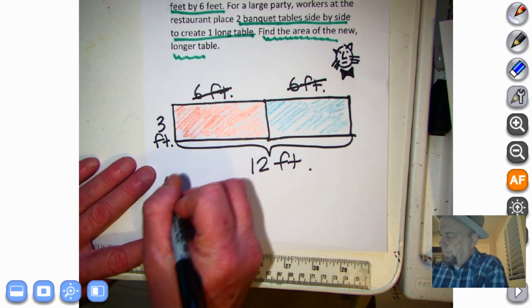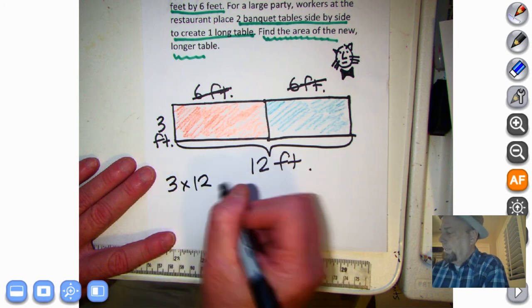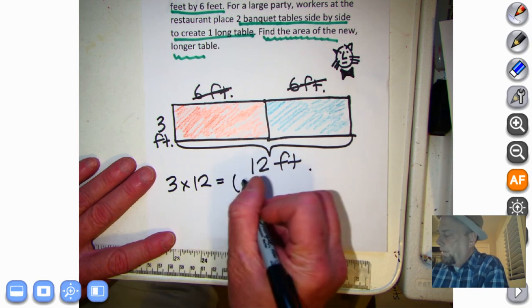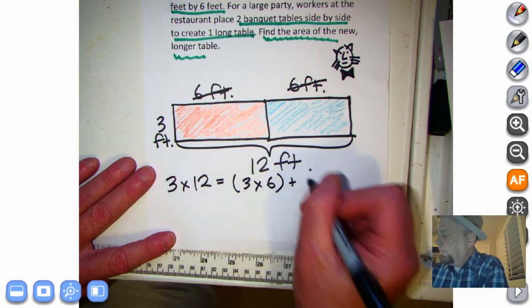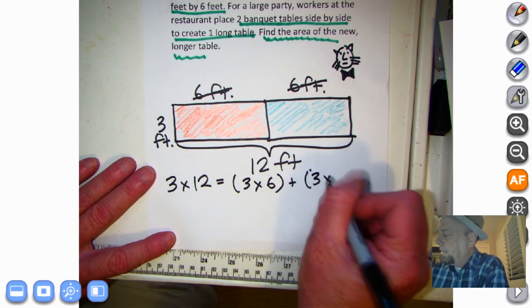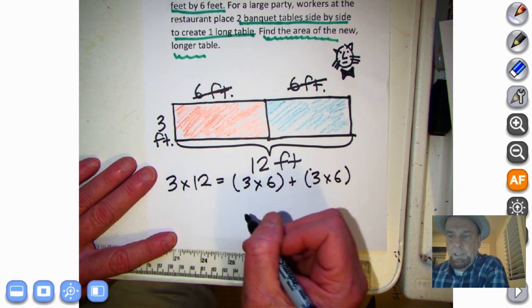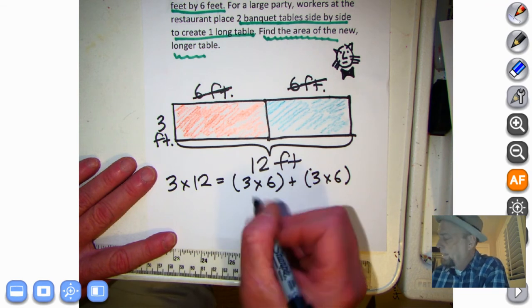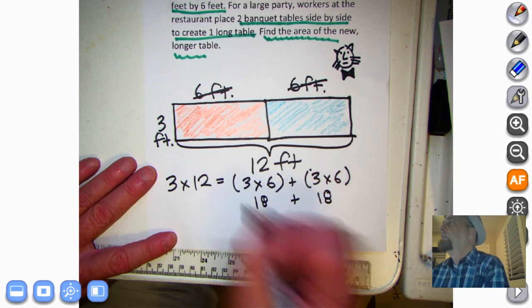We're going to go 3 times 12. What's that going to equal? We can break it down a little bit. We can go 3 times 6 plus, in parentheses, 3 times 6. I know 3 times 6 is what? 6, 12, 18. I can count by threes: 3, 6, 9, 12, 15, 18. So it's 18 plus the 18. That's what it equals.